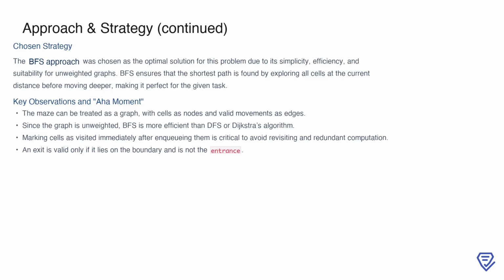A few key observations solidified this choice. First, the maze can be naturally represented as a graph, where the cells are nodes and valid movements are edges. Second, in unweighted graphs, BFS outperforms DFS and Dijkstra's in terms of efficiency and simplicity. Third, marking cells as visited immediately after adding them to the queue prevents revisiting and redundant computations, which is crucial for performance. Lastly, it's important to note that an exit is only valid if it lies on the boundary of the maze and is not the entrance itself. These insights collectively highlight why BFS is the optimal approach for solving this problem.